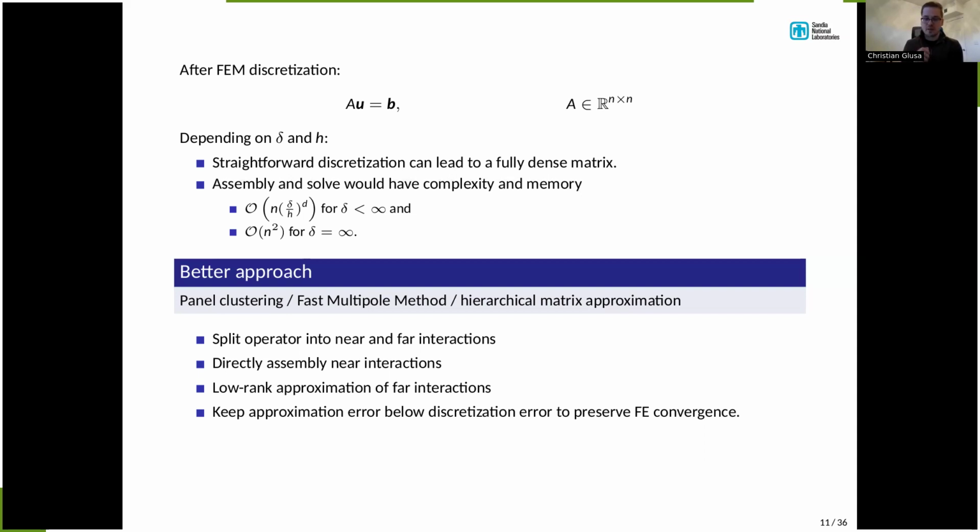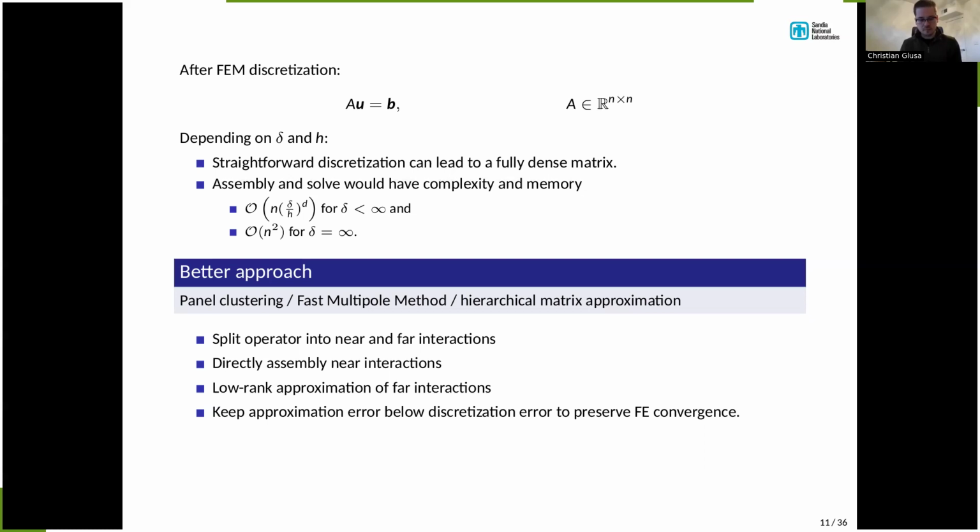So we need to go back a little bit and think, is there some way that we can avoid assembling this fully dense system or working with this fully dense matrix? And so what we will use instead is an approach that, in the literature, comes with a couple of different names. It can be termed panel clustering, or fast multipole method, or hierarchical matrix approximation in its most general form. And the idea is relatively simple.